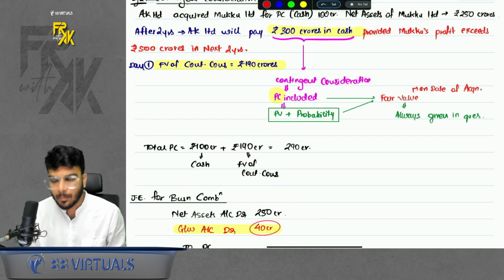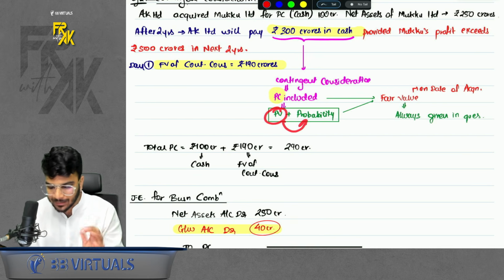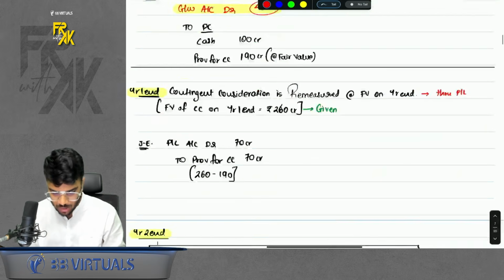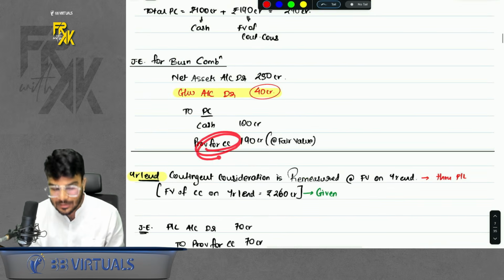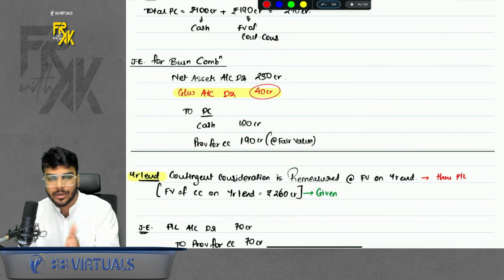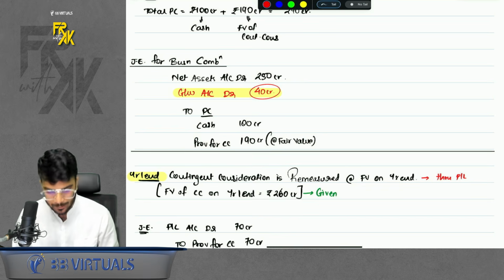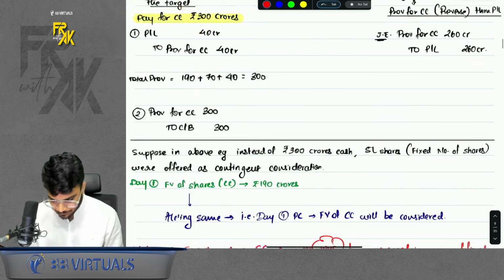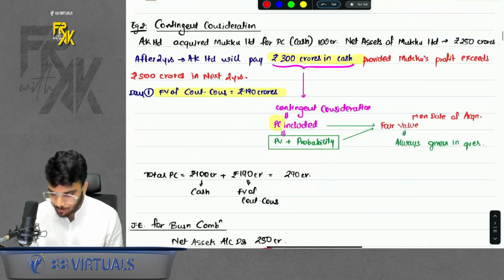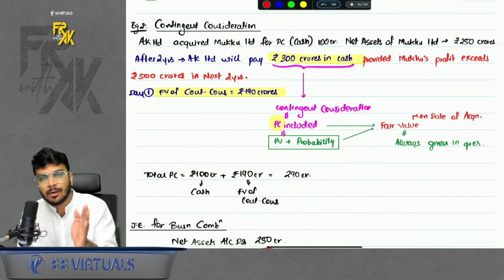Fair value is nothing but a combination of present value and probability, but in the exam it will always be given in the question. Okay, and again for contingent consideration you are not going to pay it today, you will pay it after a certain number of years. So that will also lead to creating a provision today. Okay, now one more thing, because you are including it at fair value, the fair value can change on every year end.